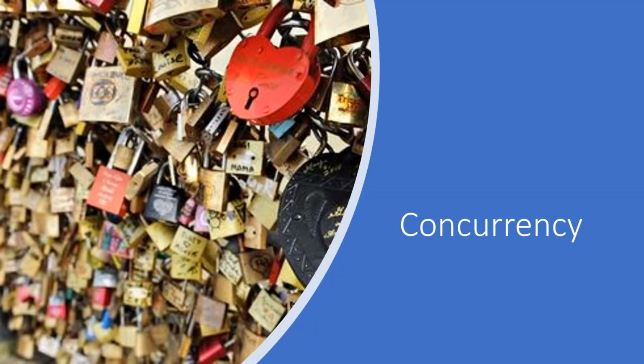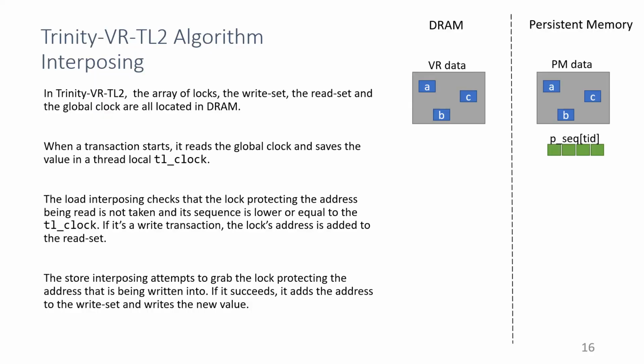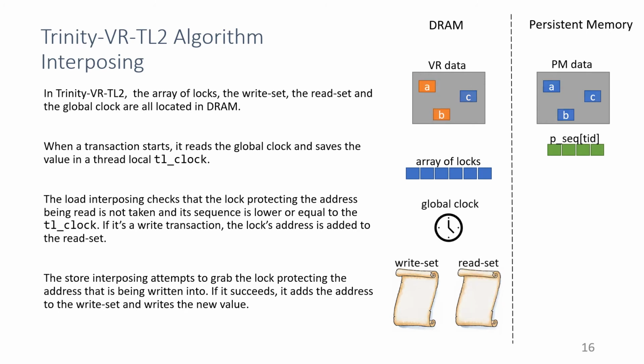Now let's talk about how to merge concurrency with this algorithm. When combining the volatile replica with the TL2 concurrency control, we keep the main components of TL2 in DRAM, in volatile memory. That means the array of locks, the global clock, the write set, and the read set, those are kept in volatile memory. One extra change is needed in persistent memory for the Trinity algorithm, where we have one PSEC per thread instead of having a single PSEC. So we need an array of sequences with one entry per thread.